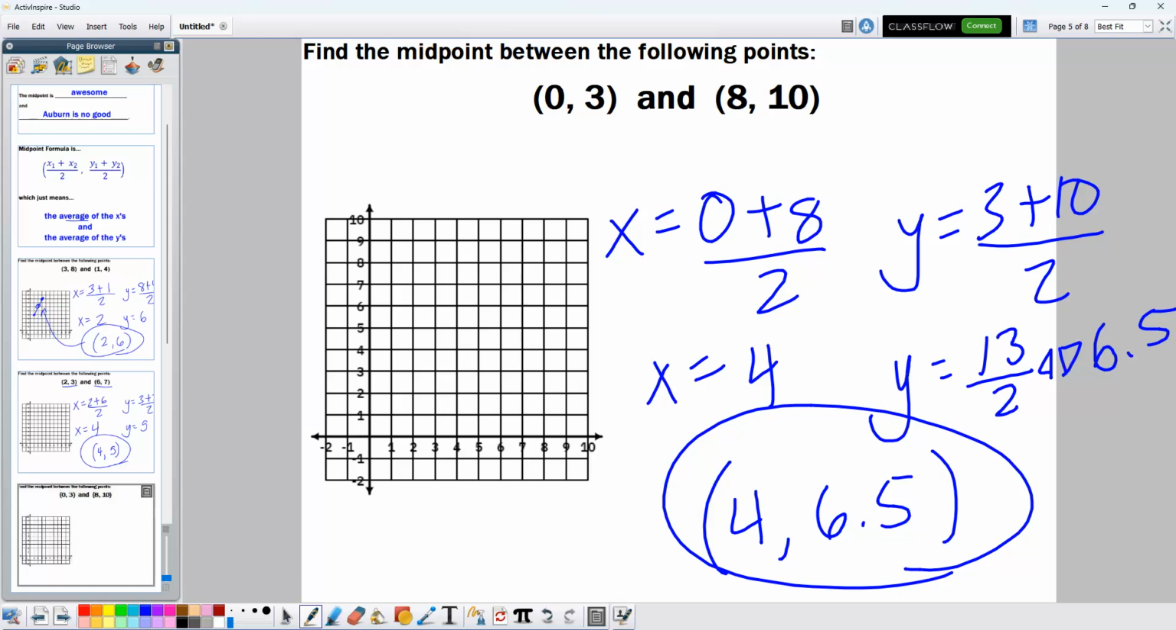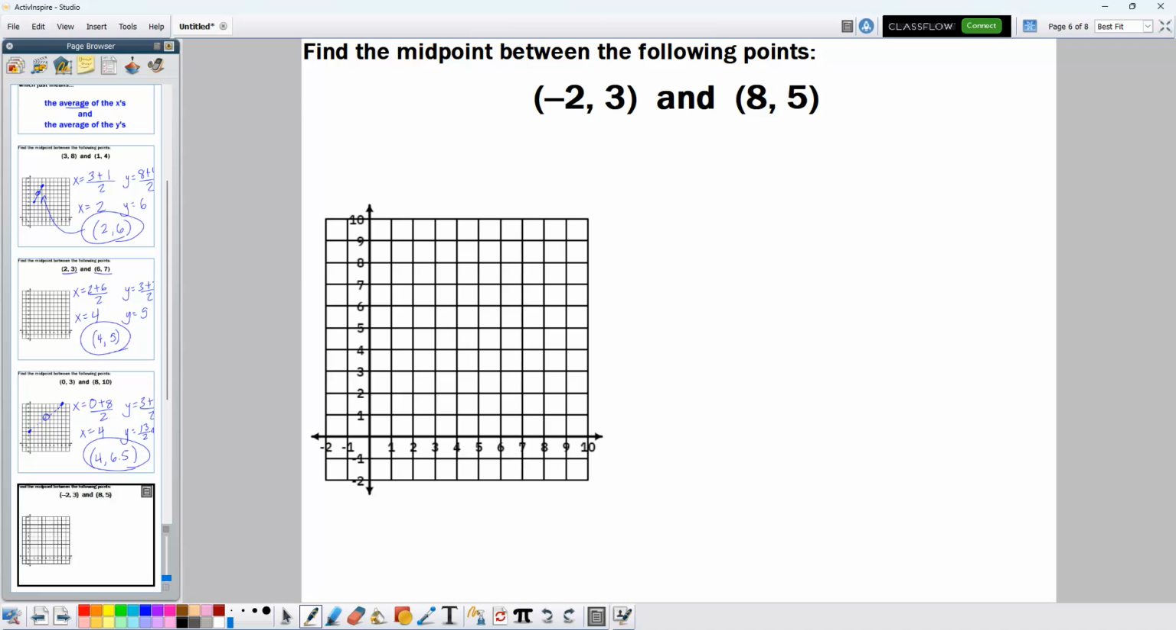So that means put 0, 3 right here, and 8, 10: right 8, and up 10 right there. The halfway point between those would be 4, so right 4, and up 6.5. There it is right there. Look at that. Next one.